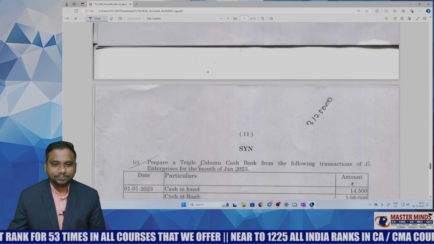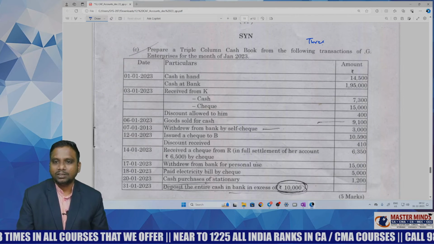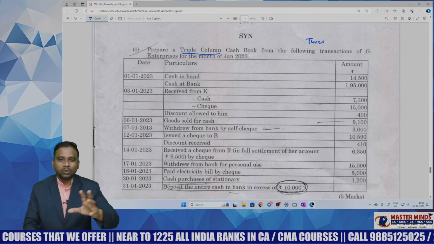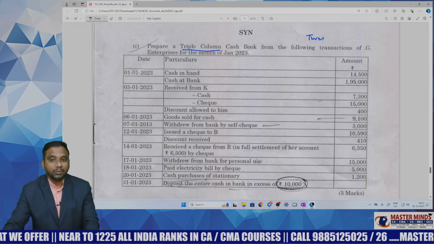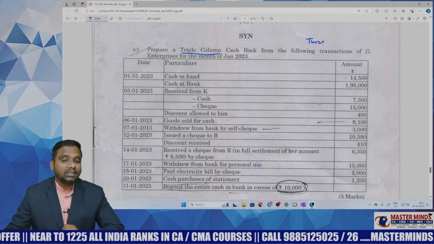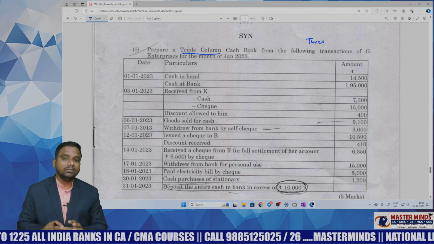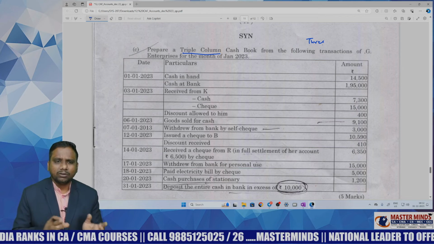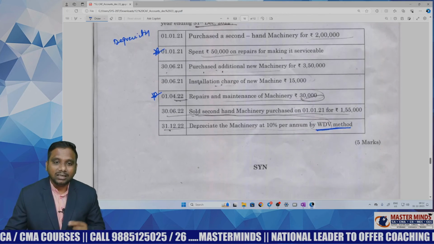Next one. See, this is a 3-column cash book. In the previous attempt and this attempt also, they have asked a 3-column cash book. This is very easy, students. Very easy problem. But this fifth question contains A, B, C, 3 questions now. So if time permits, you can solve this. I think some students may have taken this question as a choice, or some people feel the 3-column cash book is easy, the WDV method is easy.